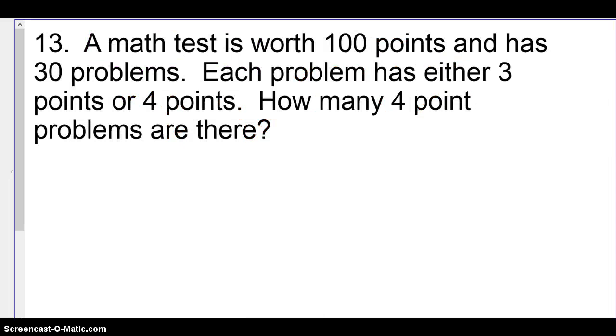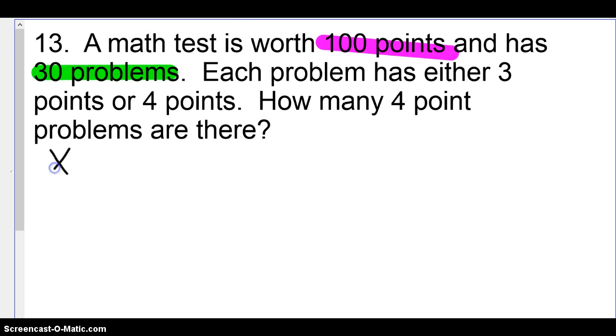One more, and then you can figure out the rest. Okay, a math test is worth 100 points, has 30 problems. Each problem has either 3 points or 4 points. How many 4-point problems are there? So there's 2 different things going on. There's 2 different totals in here. The first total is the 100 points. That's the total test. Second total is 30 problems.